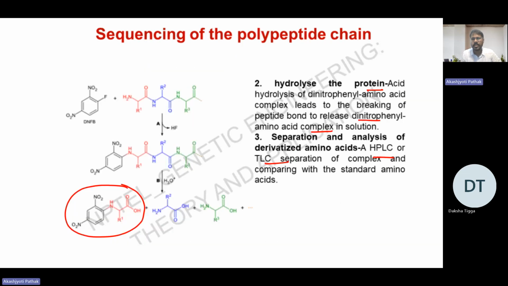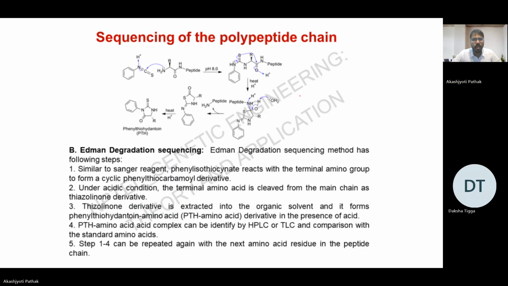This is done by comparing with the standard amino acids. The standard amino acid has a particular elution volume that is known, and comparing those, you can assign that peak 1 corresponds to this amino acid, peak 2 to this amino acid, peak 3 to this amino acid, and by comparing with the standards, you can get the entire sequence of your protein.